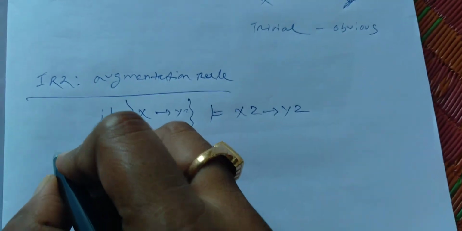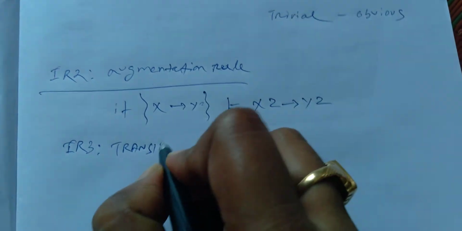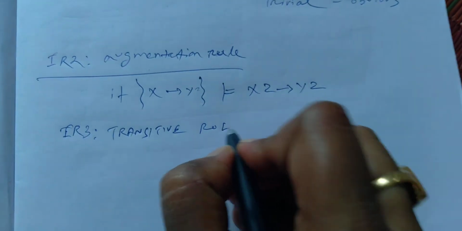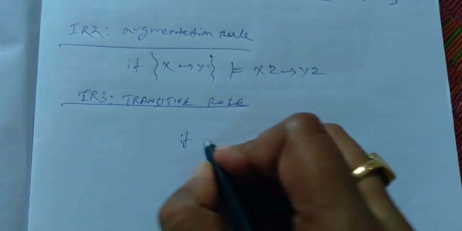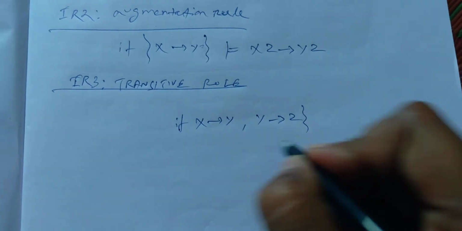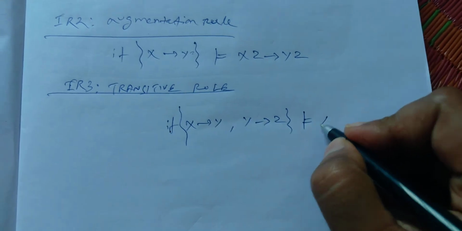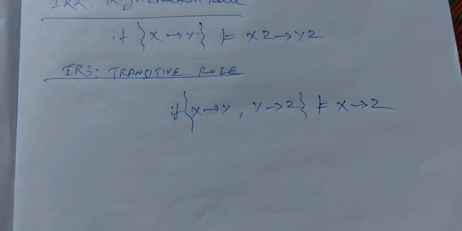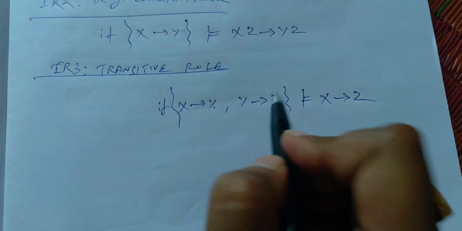And the third one is the transitive rule. It says if x determines y and y determines z, then x determines z. This is the transitive. X determines y, y determines z, then x can determine z. This was the example here.